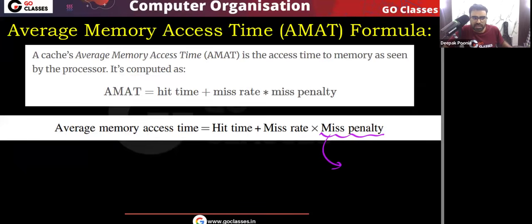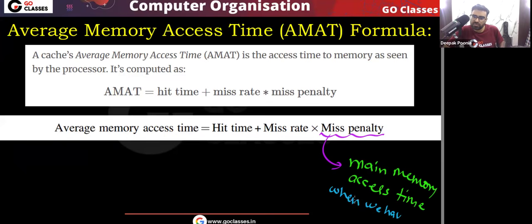Okay, so let's see. I told you that if there is a single level of cache memory, then this miss penalty is the same as main memory access time. So the miss penalty will be the same as main memory access time when there is a single level of cache. Very simple point.